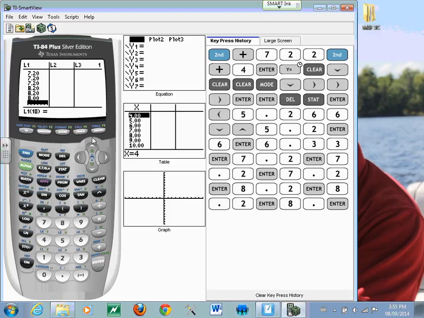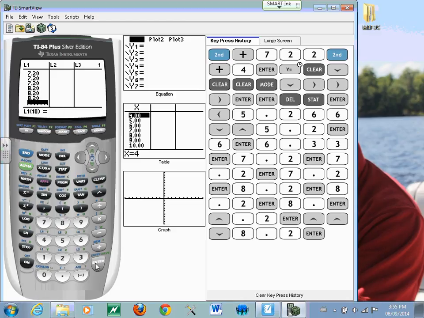Oh, gotta go back up. I made an error. It happens. Okay, I'm having trouble, guys. Sorry, my graphing calculator is not lining up, so I'll see if I can get better at this.